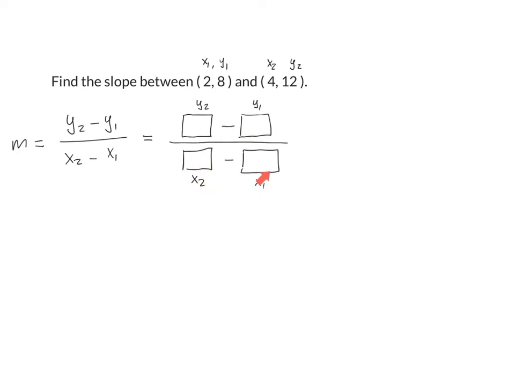So before you start plugging everything in, you need to make sure that you have already labeled your points. If not, you're going to make a mess. So my first one is going to be y2. This is x1, y1, that's not it. We have x2, this is our number. Our y2 is going to be 12, so I'm going to write 12. So we have 12 minus, now we're going to be looking for our y1. y1 is right here, so our number is going to be 8.